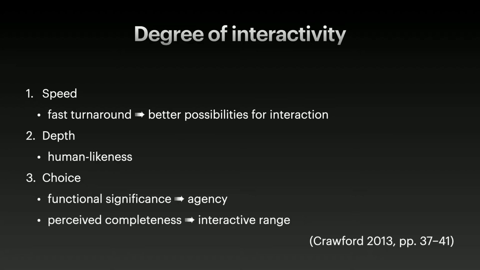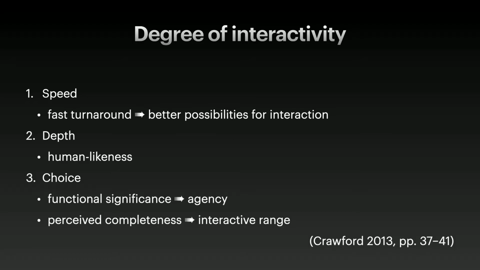Secondly, choice is about the perceived completeness, which refers to the number of choices with respect to the possibilities the interactor can imagine. This aspect is called the interactive range. A narrow interactive range means that the interactor has only few choices to choose from. In extreme, the number of choices is exactly one, which could be the case when there's only a next button that just takes the interactor forward in the narrative. A wide interactive range means that the interactor can make a choice from a wide variety of options.